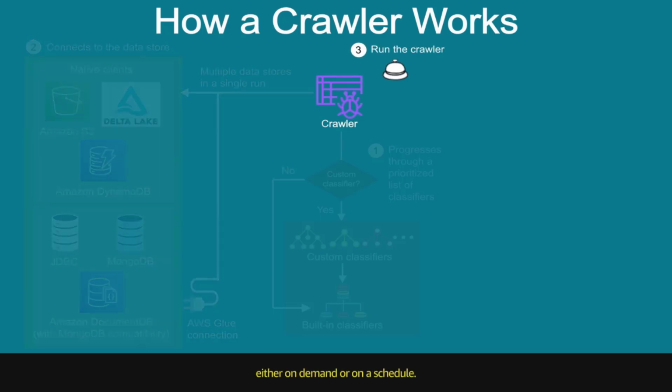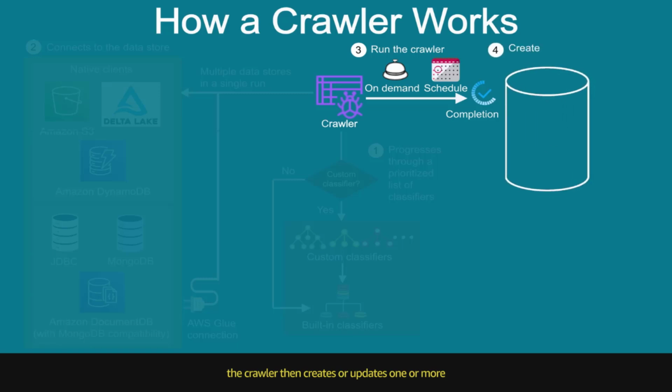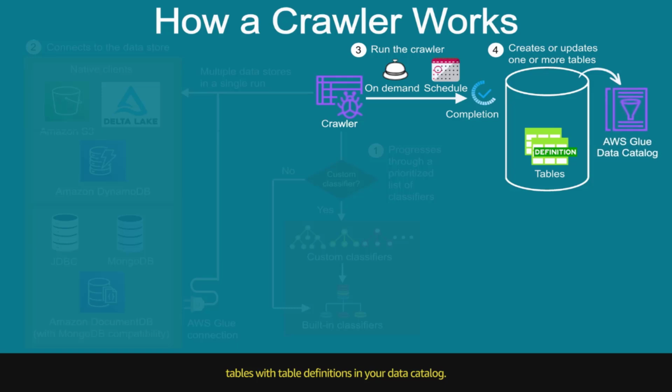You can run the crawler either on demand or on a schedule. Upon completion, the crawler then creates or updates one or more tables with table definitions in your data catalog. The tables are written to a database, which is a container of tables in the data catalog.